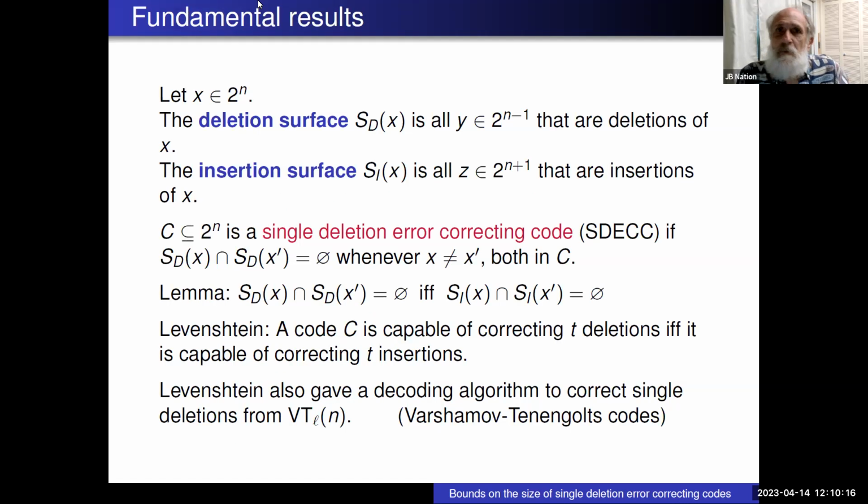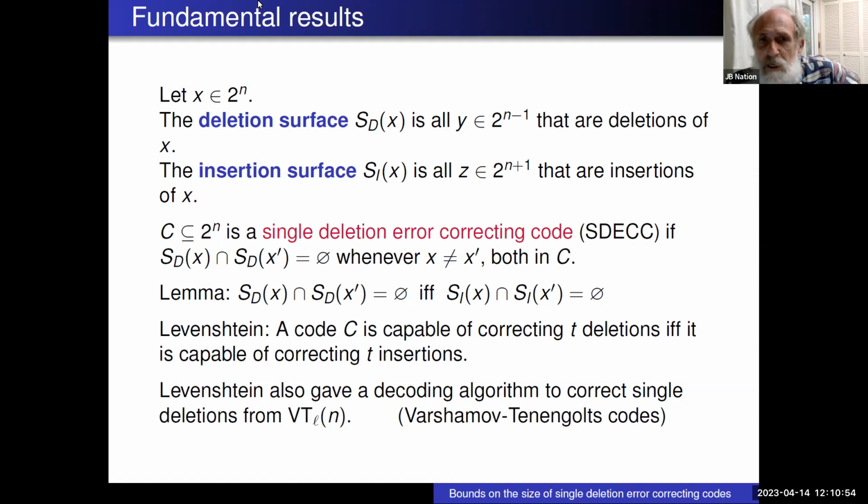Okay, so formalizing this a little bit, take a vector x in {0,1}^n, a sequence of zeros and ones. Then the deletion surface, or just deletions, are all the y's you can get by deleting one of the symbols. You delete one of the ones or one of the zeros, but you don't get to say which one. It's just one of them is gone. And the insertion surface is what you get by inserting something in. You put a zero or one, but again, you don't know where it went. It's just there.